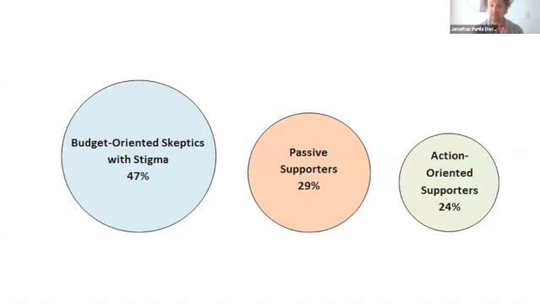And the first group, the largest, and I think the most important group, or the group with the clearest implications for dissemination, we found this group that we called the budget-oriented skeptics with stigma. So this group, they cared the most about the economic impact of behavioral health policies. They really cared about the budget and budget implications way more than legislators in these other 2 segments. This group was also really skeptical about the potential effectiveness of mental health and substance use disorder treatments.